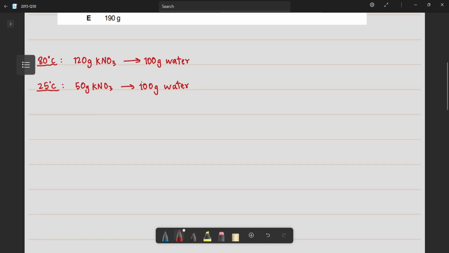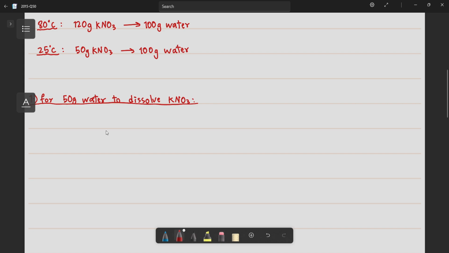Now we have the different temperatures. At this point the experiment is actually about to start. So for 50 gram of water to dissolve potassium nitrate, we're not sure about that. But with the help of the given ratio above, we can determine exactly how much potassium nitrate we can dissolve in this 50 gram of water at a certain temperature.